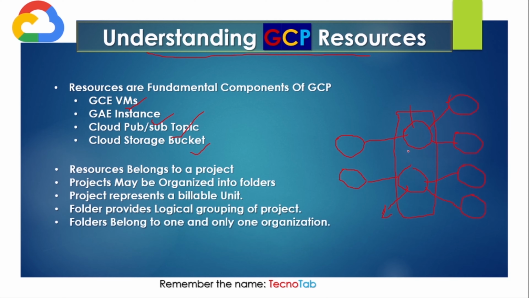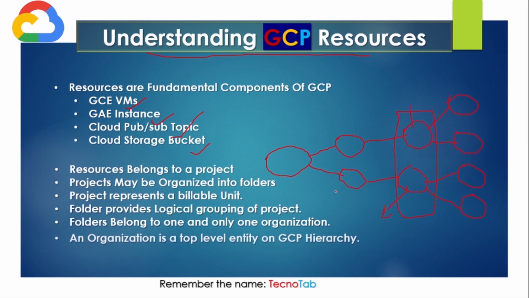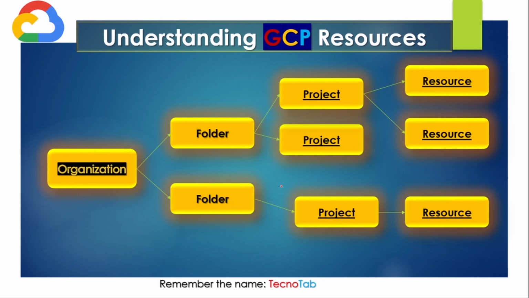The next thing is these folders belong to an organization and there will be only one organization where these folders will be represented. So you can say that the organization is the top level entity in the GCP hierarchy, right? So you can understand this with the image that is represented here. You can see the resources that belong to a project, right? And these projects are grouped into folders and there is an organization, right?